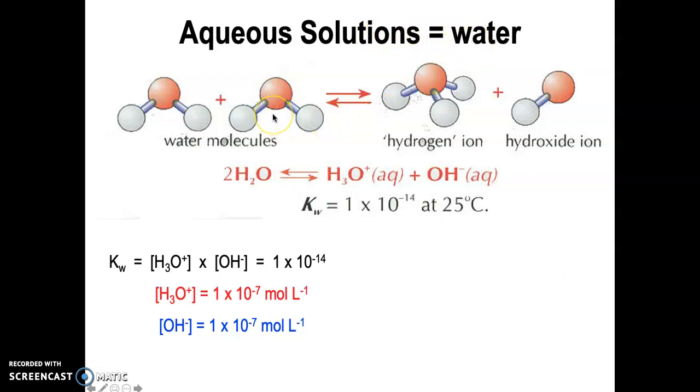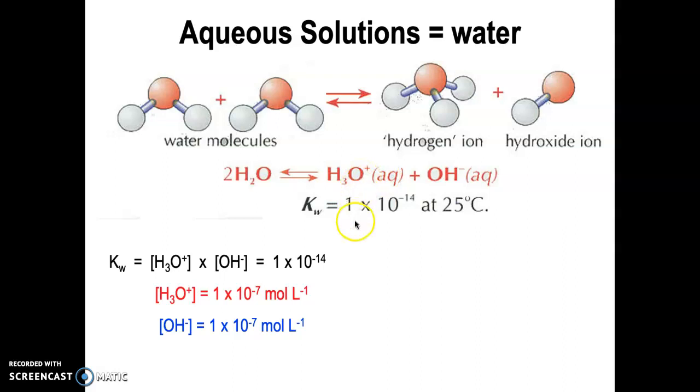And water self-ionizes. In order for it to do that, you need two water molecules, and one of the water molecules will lose its hydrogen atom, and it will be gained by the other water molecule. And so what that does is it produces the hydronium ion, which is what's represented here, and a hydroxide ion. And those will be in equal concentrations.